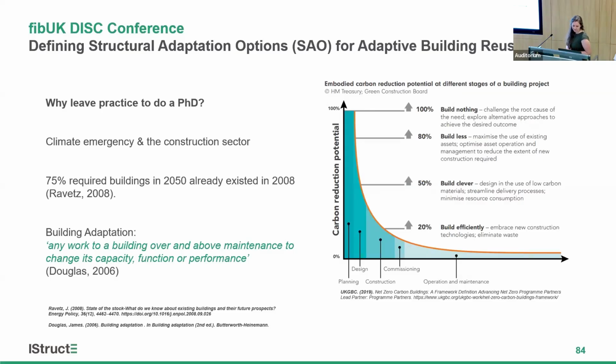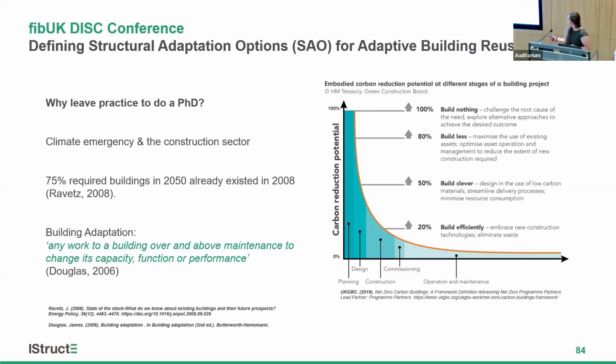This graph on the right, I'm sure lots of you will be familiar with. It's the UK GBC graph about the carbon reduction potential as time goes on for a project. For me personally, I was in practice and was working around optimizing things and working in this build clever section. And now I've gone back into academia to do my PhD, where I am focusing on this potentially more carbon reduction potential section of build less and trying to use our existing assets.